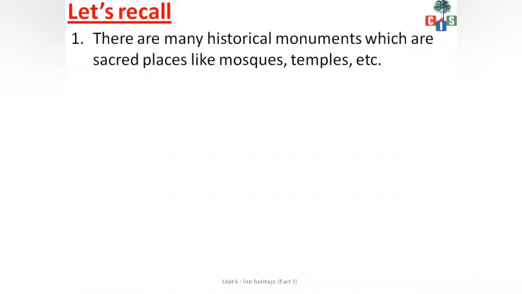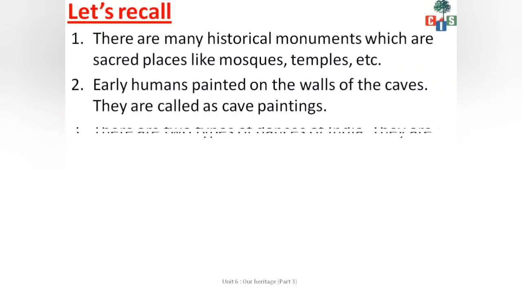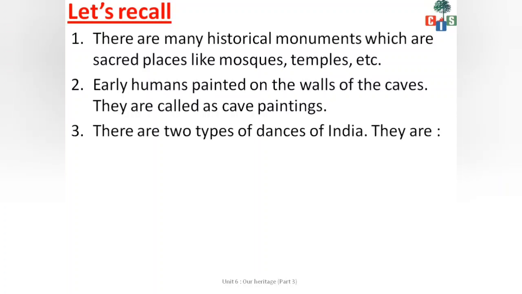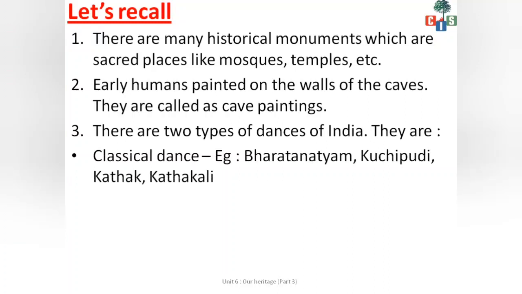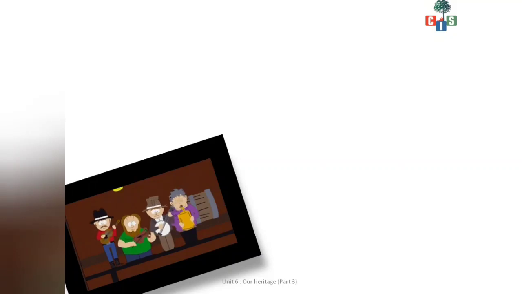Children, we have seen that there are many historical monuments which are sacred, like mosques, temples, etc. All the monuments are not related to religion. Remember? Then we have seen that early humans first started painting on the walls of caves. They are later known as cave paintings. Then there are two types of dances of India. They are classical dance, examples of which are Bharatnatyam, Kuchipudi, Kathak and Kathakali, and folk dance, examples of which are Chhau, Dandiya and Thayyam. This is what we have studied in the last video.